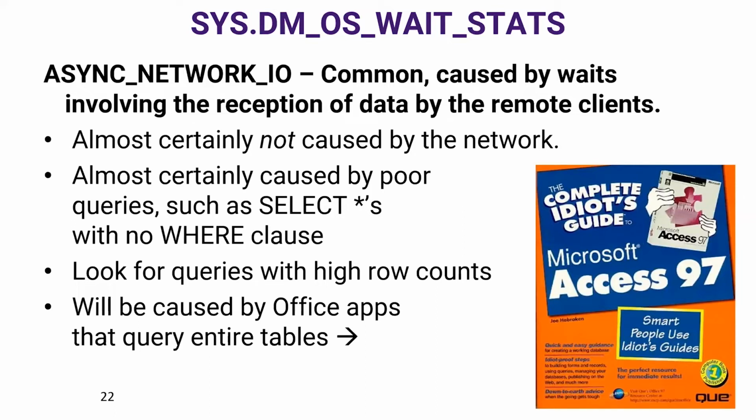This is almost certainly not caused by the network. It is not the fault of the network team, a switch, a cable somewhere, almost certainly not. It is almost certainly caused by poor queries, like select stars without a where clause, like Access loves to do with a global linked table. So look for queries with very high row counts to explain why ASYNC_NETWORK_IO may be very high.